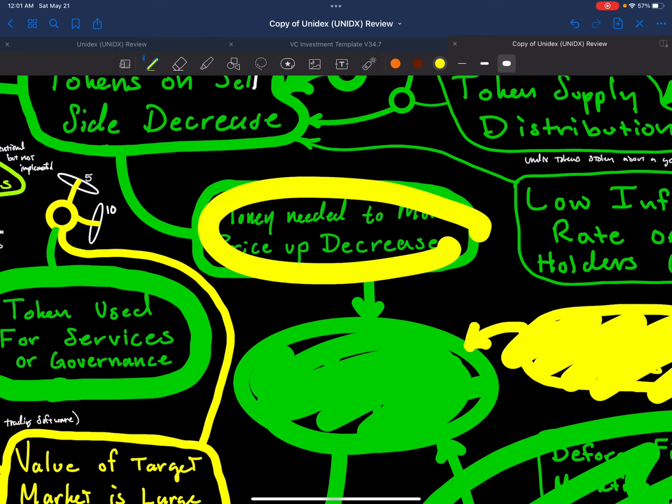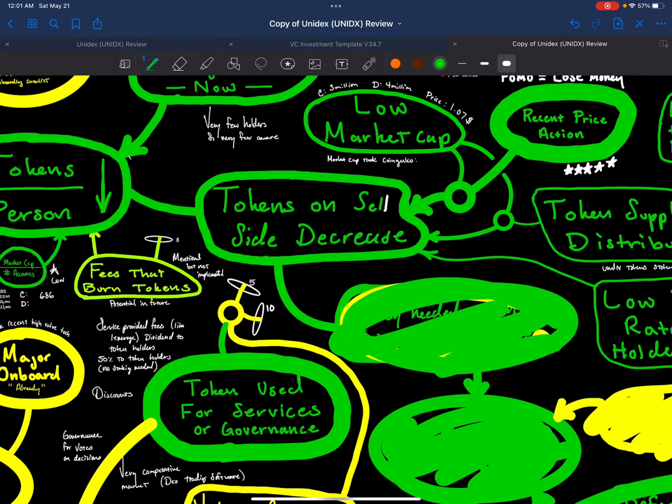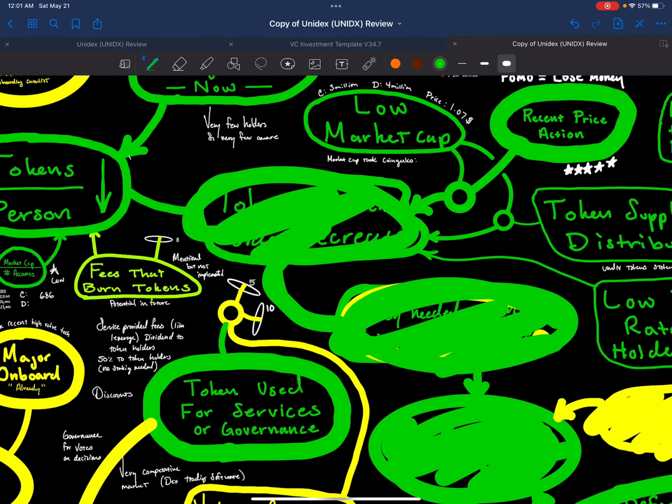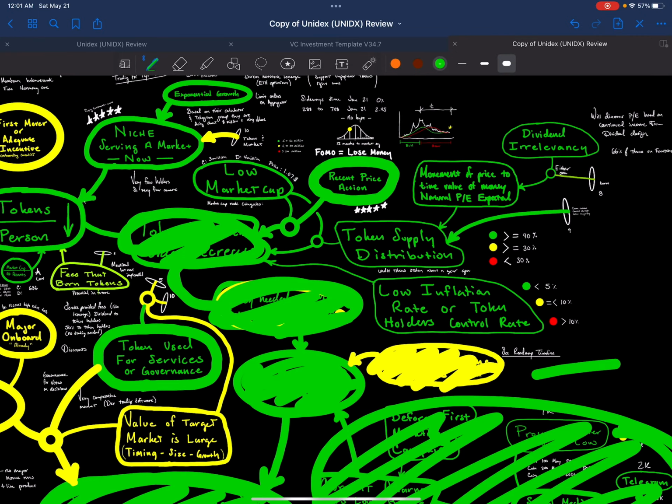Money needed for price up to decrease. Tokens on sell side to decrease. I think these are all things that are possible, that are green. So the model predicts good. Low inflation. These are irrelevant.